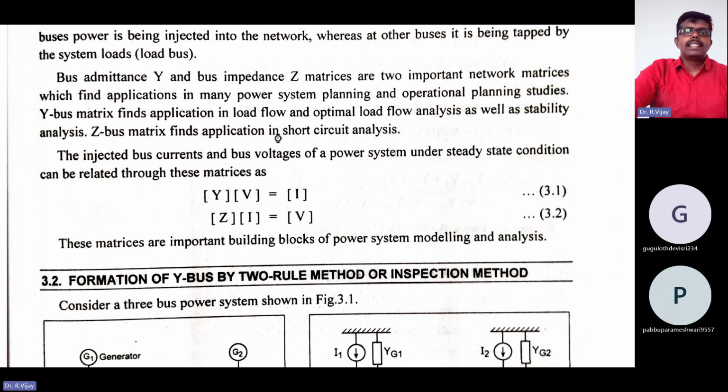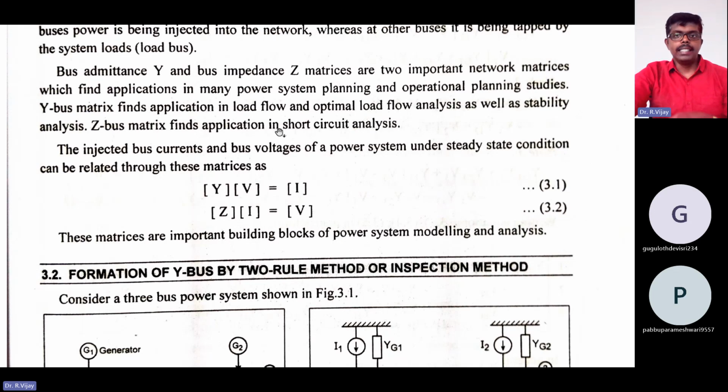Say, for example, bus admittance Y and bus impedance Z are two important network matrices, which find applications in many power system planning and operational planning studies. For example, if you are going for the Gauss-Seidel method or Newton-Raphson method, the first step is the formulation of the Ybus matrix or Z matrix, depending on the problem, whatever is given and whatever we are going to calculate. The very first step is formulation of the admittance matrix or impedance matrix. So that's why this particular topic has some importance.